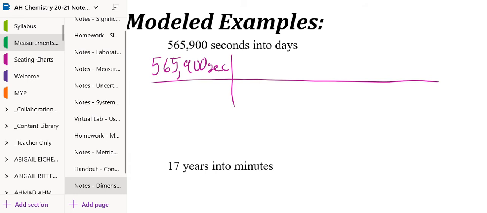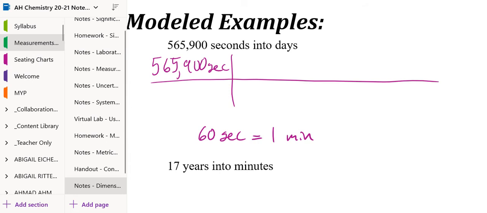And you may know some conversion factors that some of us just don't have stuck in our head. But we're going to start with seconds and go to the next unit of time that most of us are familiar with. So what is a conversion factor between seconds and something else that will help us get to days? Minutes. So what is that conversion factor? 60 seconds equals 1 minute. So that's the conversion factor.